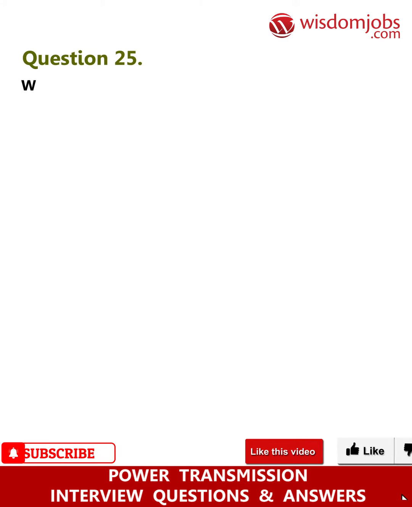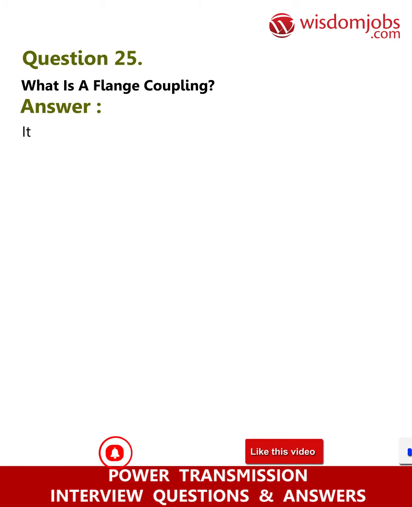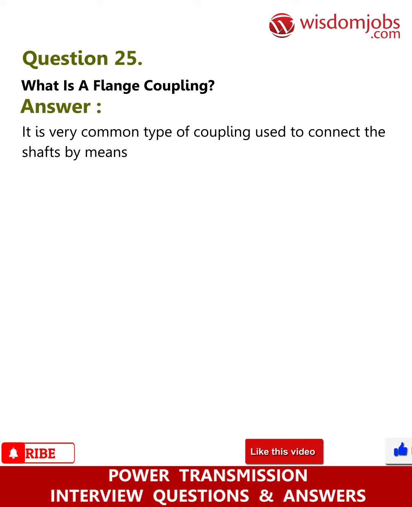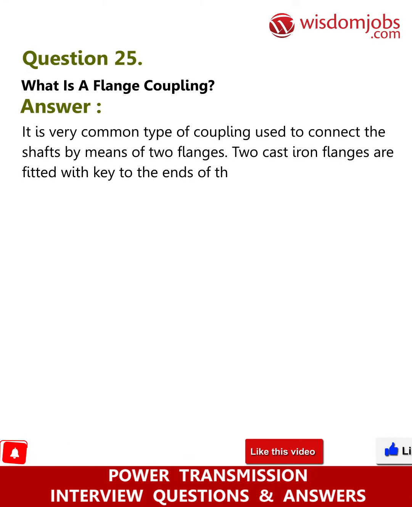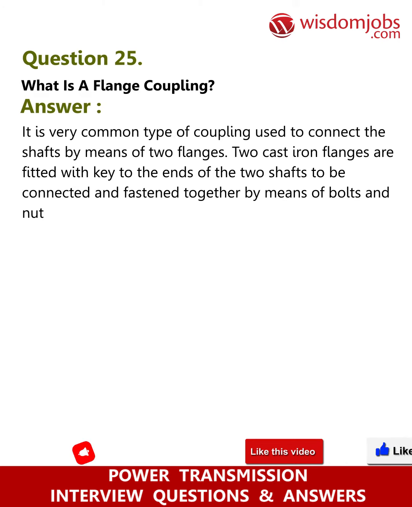Question 25. What is a flange coupling? Answer. It is a very common type of coupling used to connect shafts by means of two flanges. Two cast iron flanges are fitted with key to the ends of the two shafts to be connected and fastened together by means of bolts and nuts.